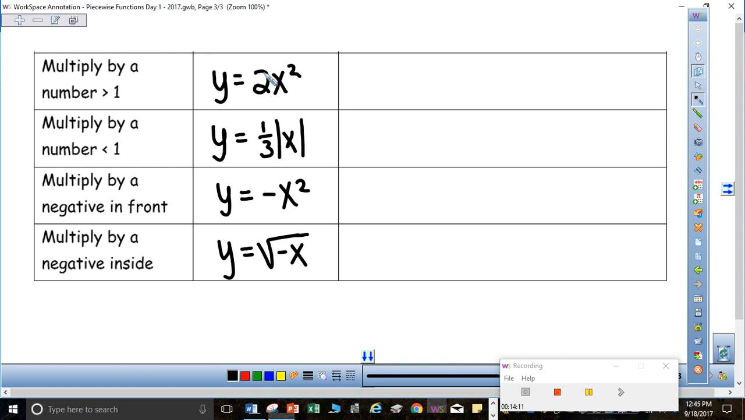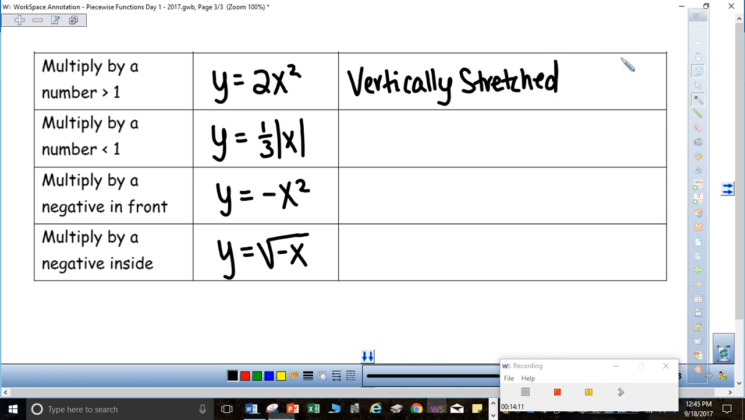Multiplying by a number greater than 1 in front is going to cause our graph to be vertically stretched. So if you think about your graph being made out of maybe a string of silly putty or something, and if you grab the top and bottom and stretch it in the vertical direction, it's going to make it narrower. If it was a parabola, it's going to make it a lot closer to the y-axis. It's going to look skinnier or narrower.